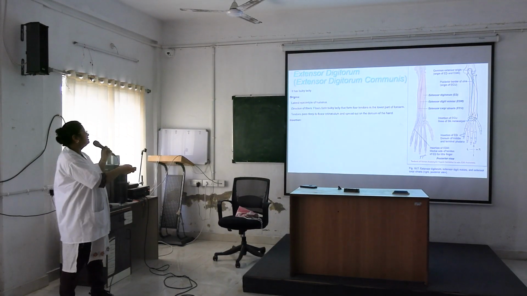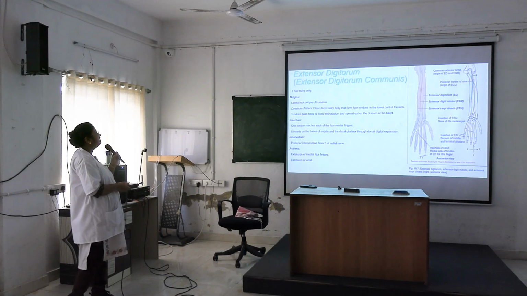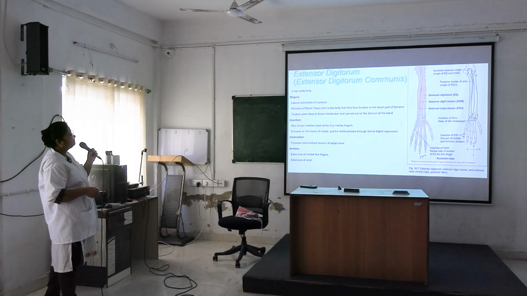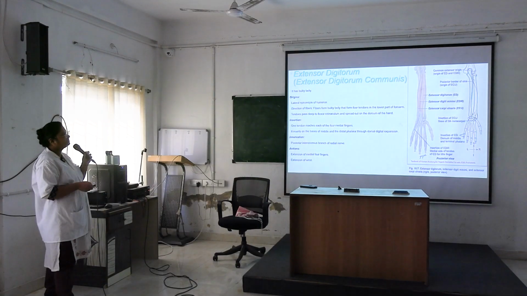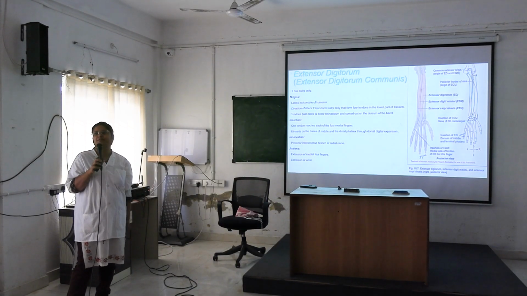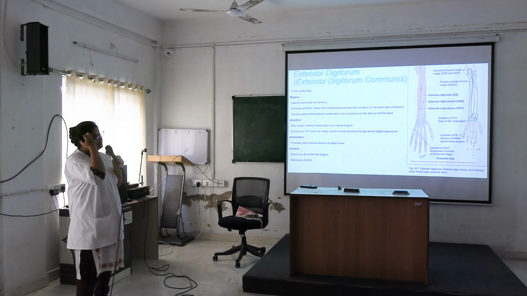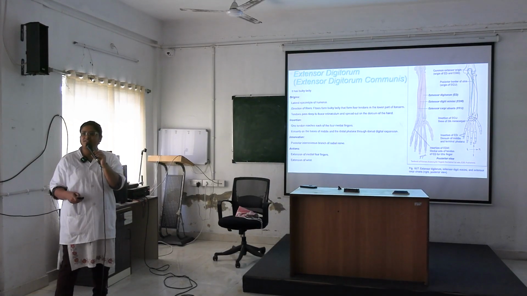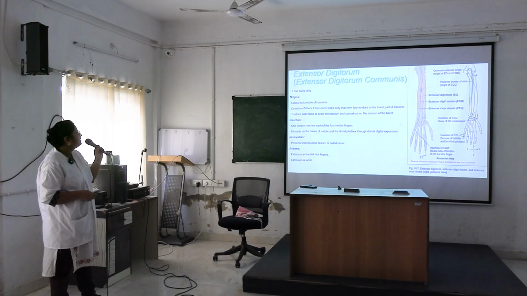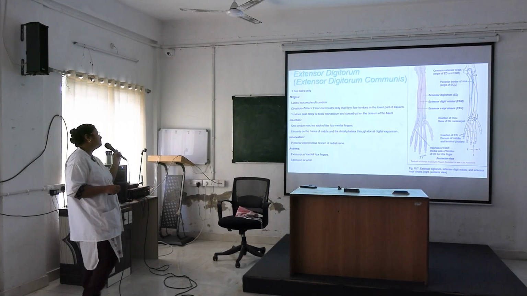Next we are going to extensor digitorum. It has a bulky belly here. This is extensor digitorum. In the flexor compartment you have two digitorum muscles, flexor digitorum superficialis and flexor digitorum profundus. Here in extensor compartment only one digitorum is there, extensor digitorum. Origin is from lateral epicondyle of humerus.